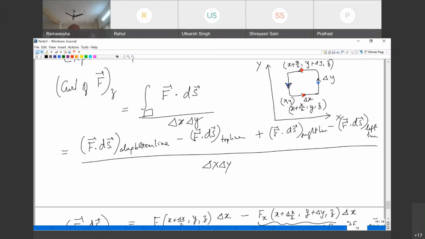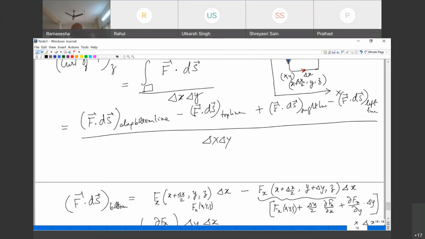Okay, when you integrate along the bottom line, you have to take the value at the midpoint in the bottom line, yes or no? And multiply by the length of the interval, which is delta x. So f of x plus delta x by 2 comma y comma z multiplied by delta x is what I have to do for the bottom line. That is exactly what I have done here.